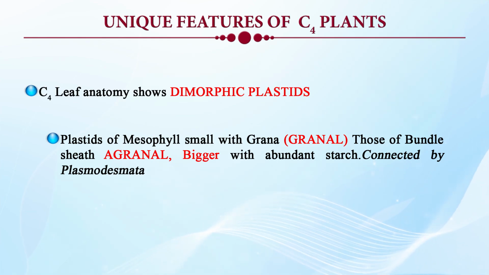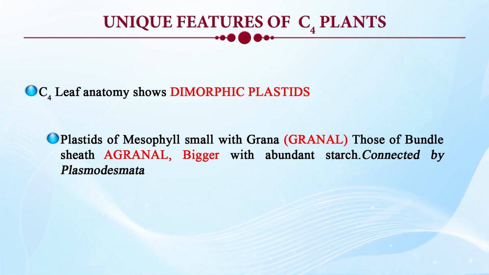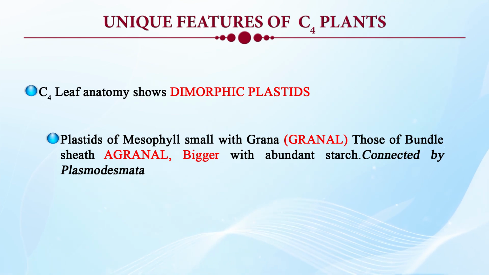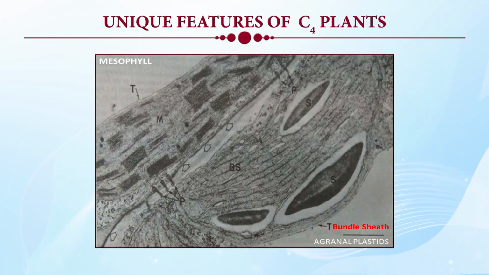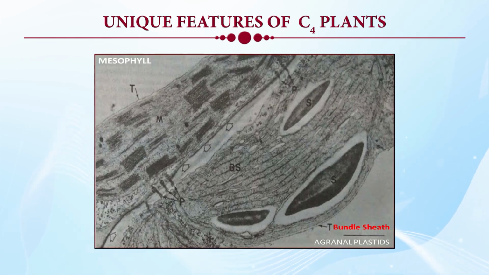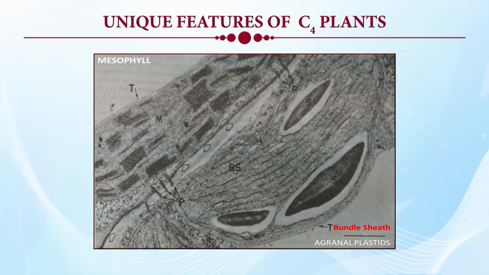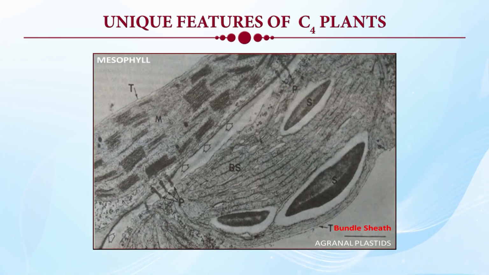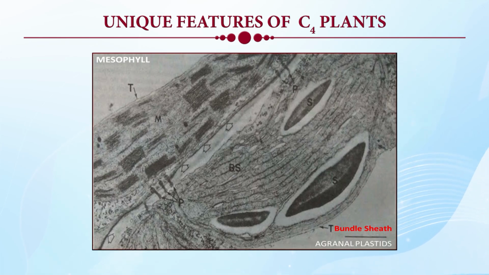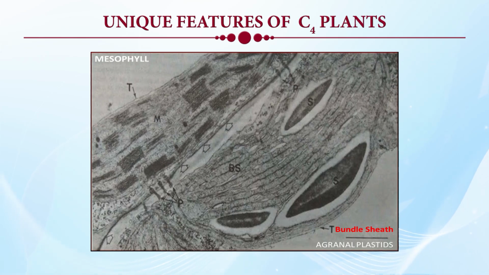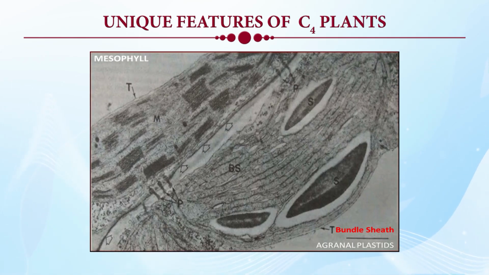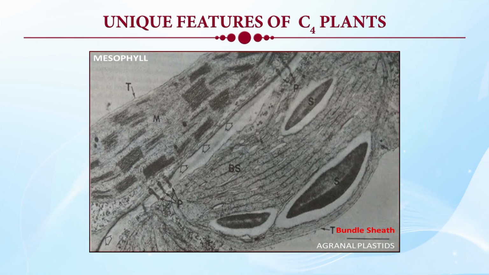So, if they have starch, that means maybe the sugars are being produced in the plastids of the bundle sheath, and both these plastids are connected by plasmodesmata. If you were to look on your screens at a very beautiful electron micrograph of the two types of plastids, which we call the dimorphic plastids, we will find that we have the granular plastids in the mesophyll and the agranular ones in the bundle sheath. And of course, you can also observe the plasmodesmatal connections between the two.